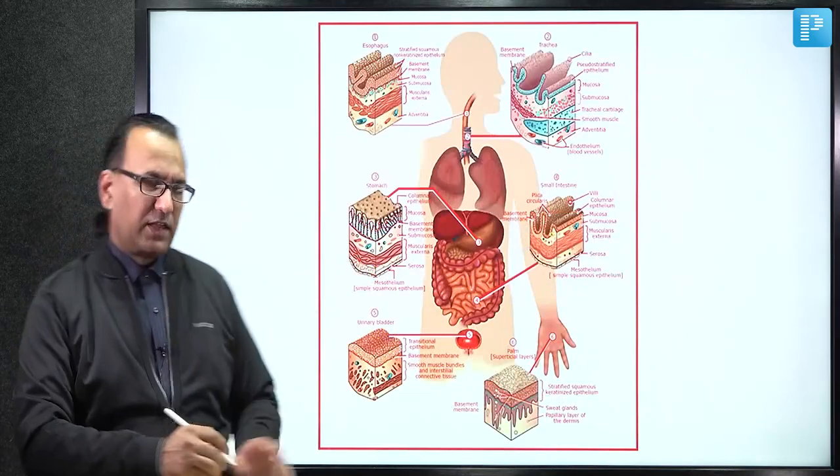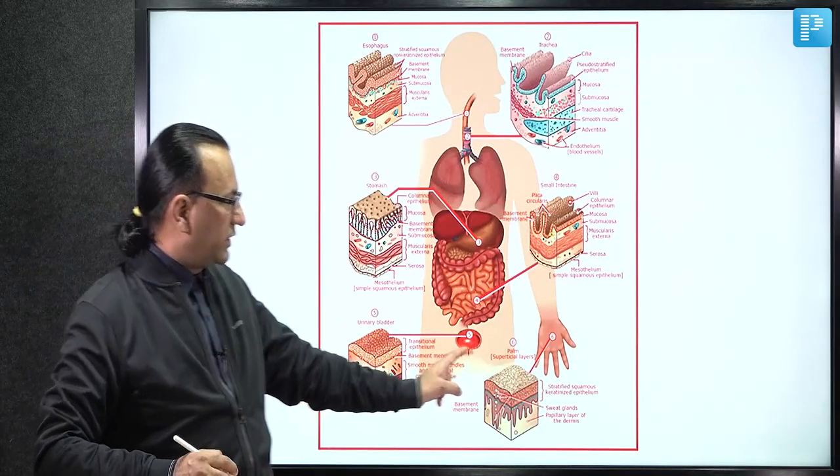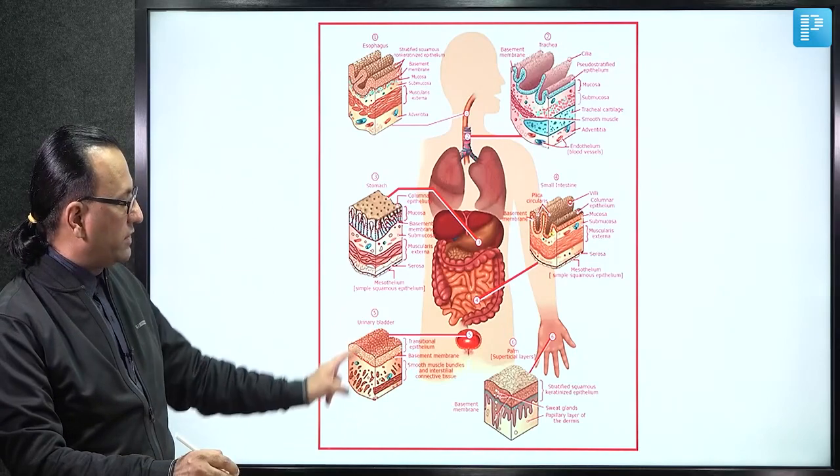Then we'll be looking at the lining of the renal tube as well. For example, this is the urinary bladder and we are going to magnify this diagram now.